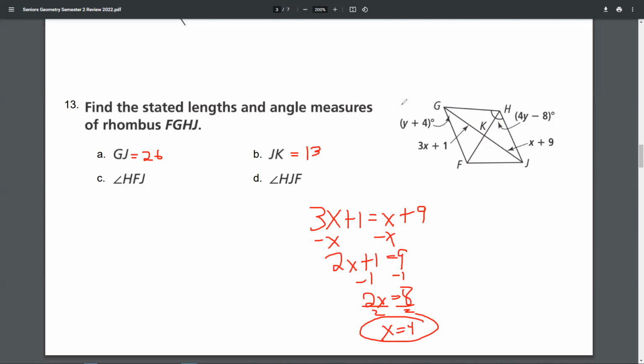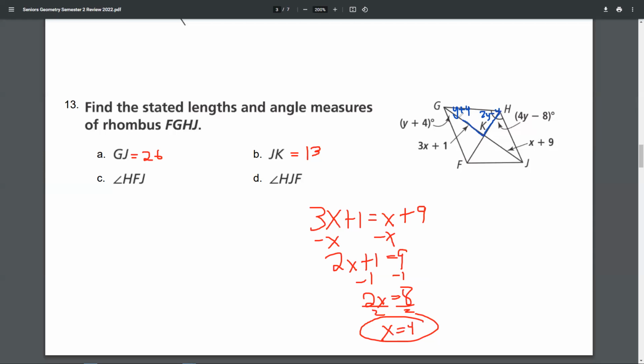All right, for the angles, we have y plus 4 here. Since the diagonals bisect the opposite angles, we can put y plus 4 in the next one. Okay, this big angle here is 4y minus 8. Since the diagonals bisect those opposite angles, this one splits it in half. So 4y minus 8 is going to become 2y minus 4.